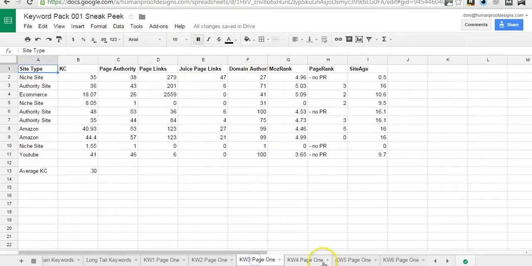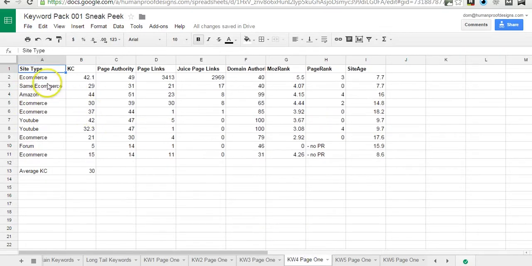And then you go through and the others are all the same. Niche, niche, niche, niche. One e-commerce, not really that much of a problem. This one's got more e-commerce, but they're weaker e-commerce sites. The KC is only 30. Only this one has a bucket full of links. So even though they are e-commerce, there's also a forum in there, and there's 2 YouTube videos in there. So Google's clearly willing to rank non-e-commerce in there.